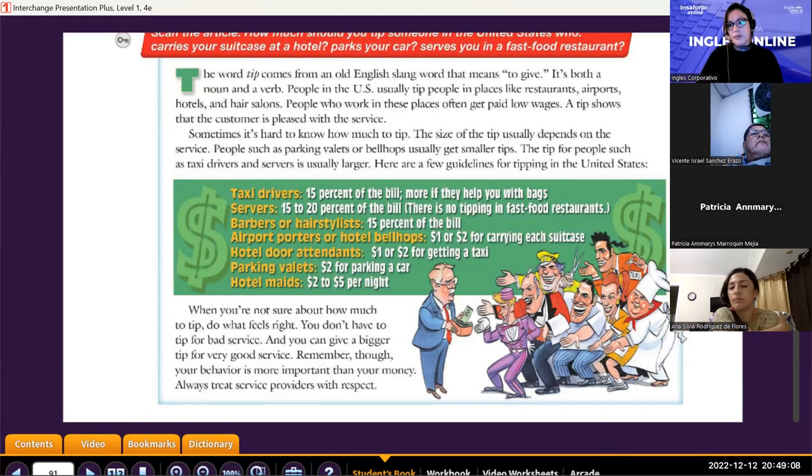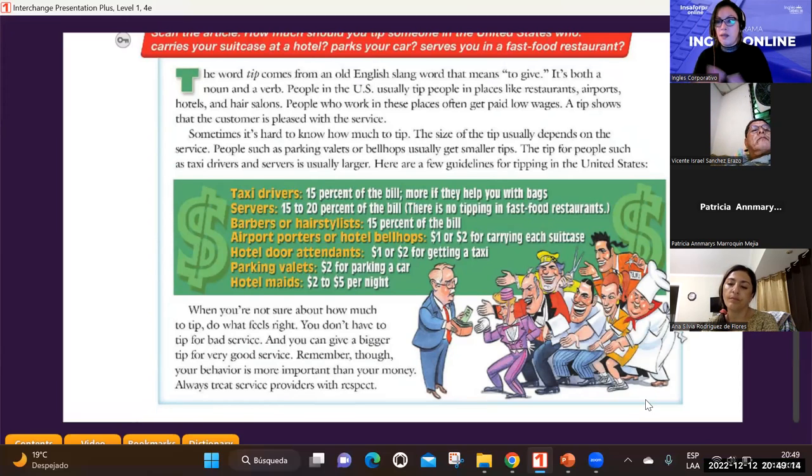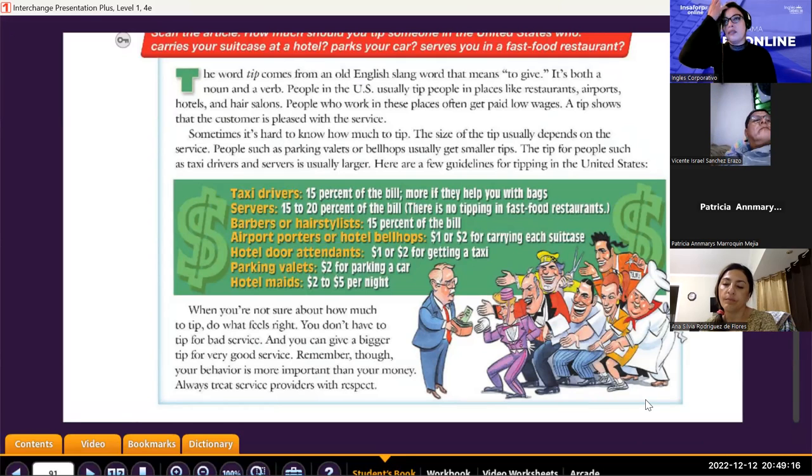Teacher, and the meaning of guideline? Guidelines is a set of rules. Se refiere a un set de reglas. Es como las guías, las directrices. Se puede tomar como un lineamiento o directrices. Any other question? Sacamos bastantito vocabulario de esta reading, ¿verdad?